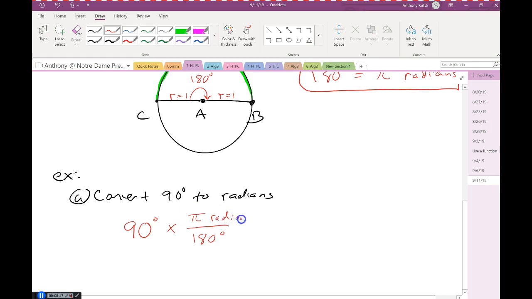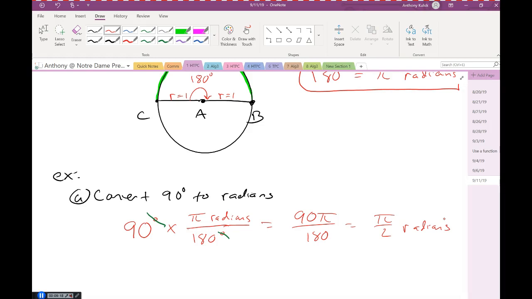Pi radians. So just like the unit conversions that you've done in your chemistry class or other science class, you remember that things with the same unit line up diagonal from each other. So the degrees part can cancel out. And when I multiply across, I'm left with 90 pi over 180, which reduces down to just pi over 2 radians. And if you didn't write the word radians there, that would still be okay. Everybody okay with how I've done that?